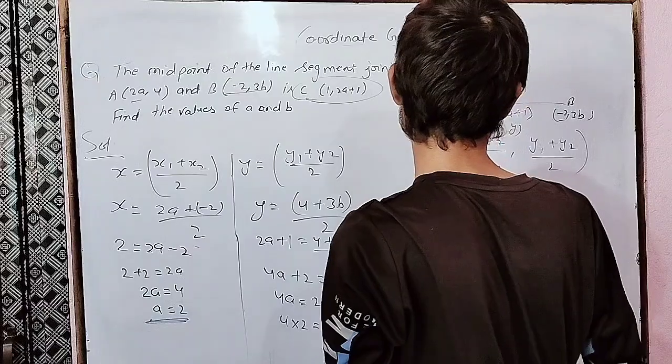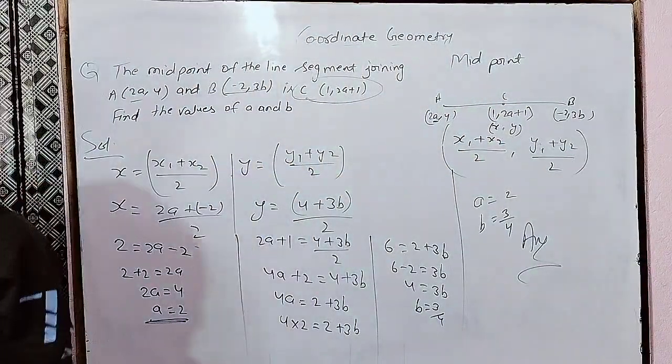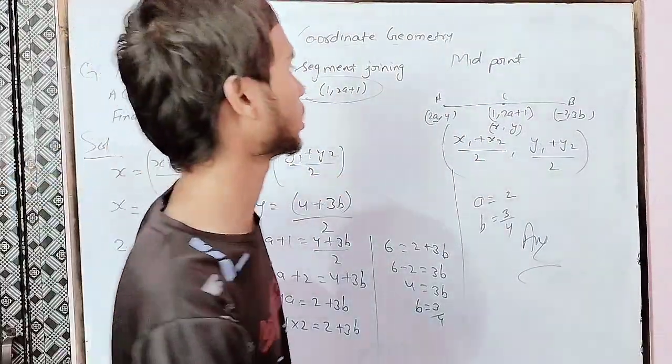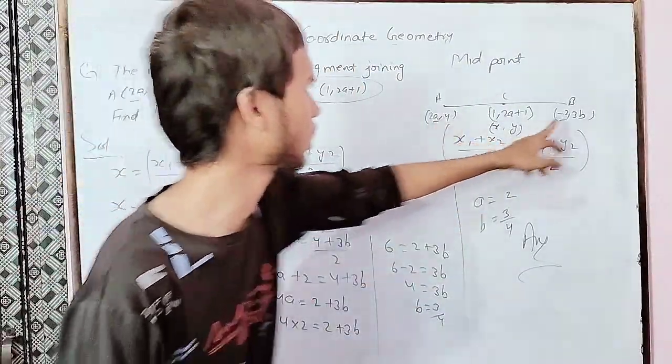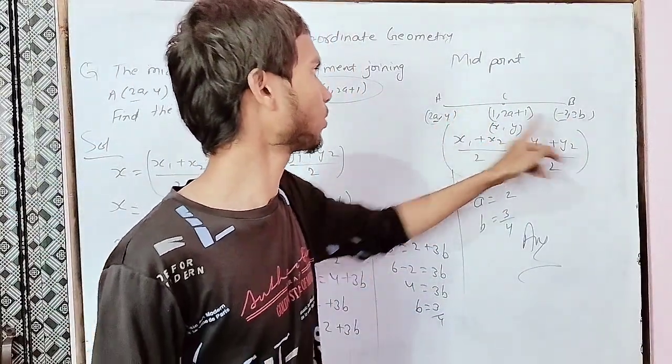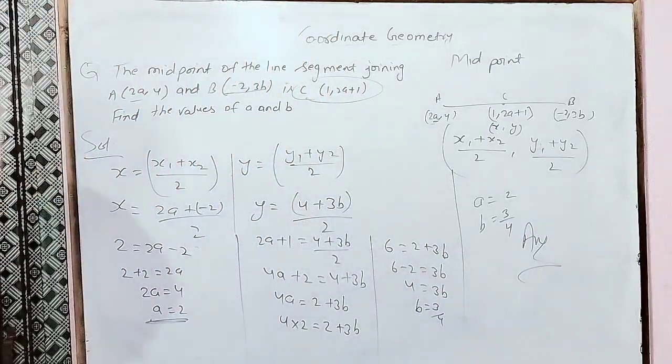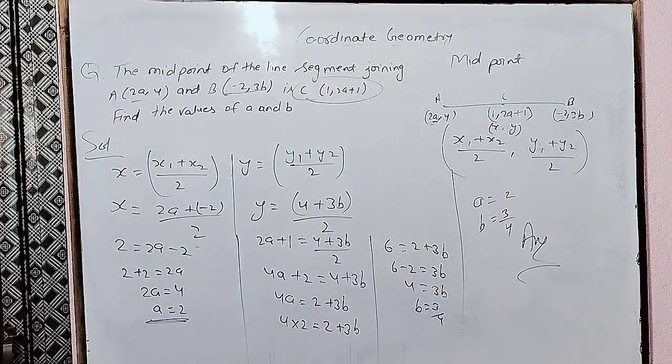This is the answer. So what is the meaning of a midpoint? It is just a bisector point. When it comes to a midpoint, we apply this formula: just add x1, x2 upon 2, and y1, y2 upon 2. That's all.